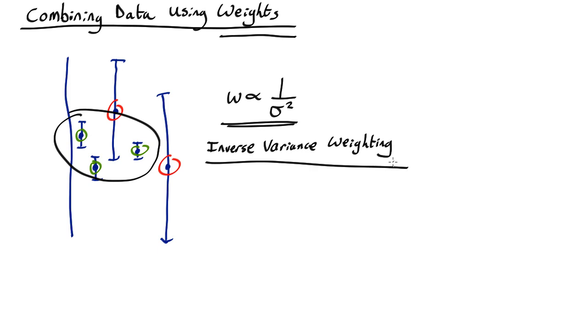In general, you might not use this precise form of weighting, but some way of counting the points with small error bars for a lot, and those which have large error bars for not very much, some form of weighting is a good general practice.